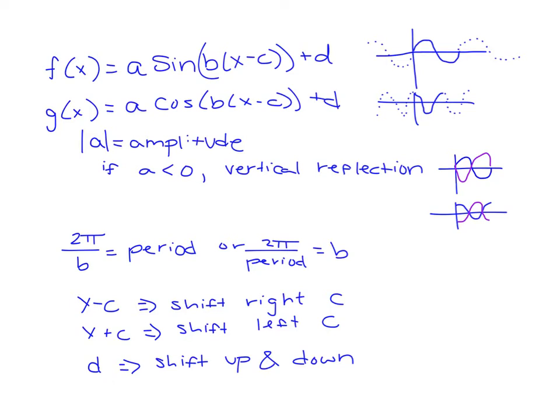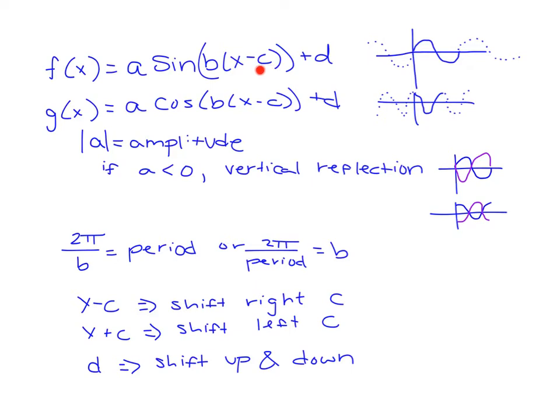Now, both sine and cosine have an original period of 2 pi, meaning the length of this section of the graph is 2 pi. But it can be changed by this b value that's being multiplied by the x. And whatever that b value is, if we do 2 pi over the b, that will give us our period of the graph. And if we know the period and want to find the b, we can do 2 pi over the period to get the b value.